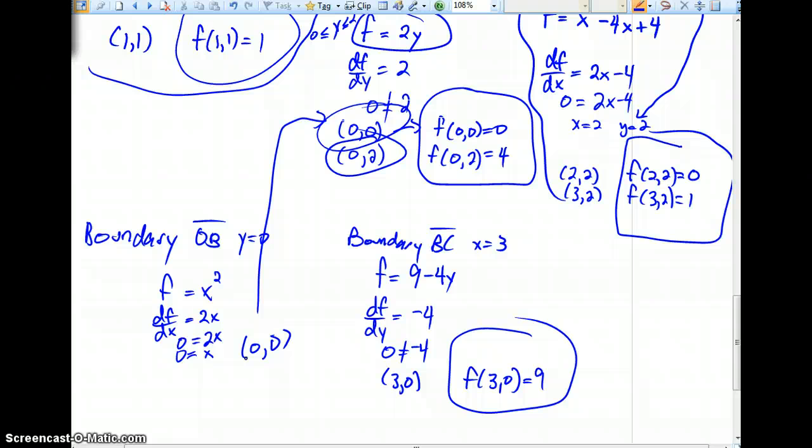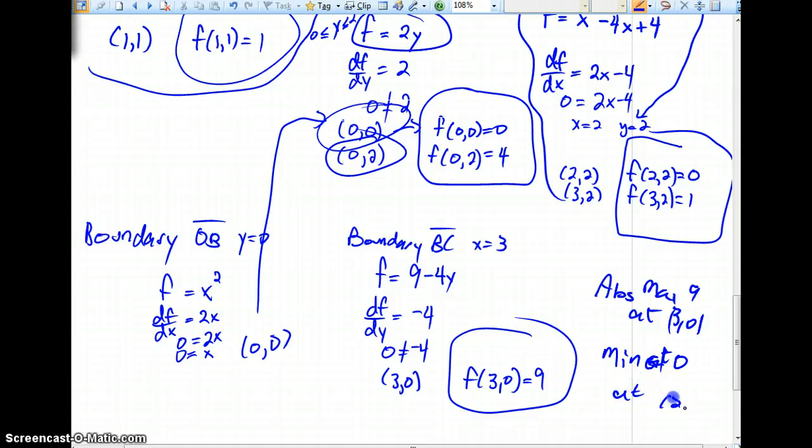So look, all I have to do super fast is say that we've got an absolute max of 9 at (3, 0), and an absolute min of 0 at (2, 2) and (0, 0).